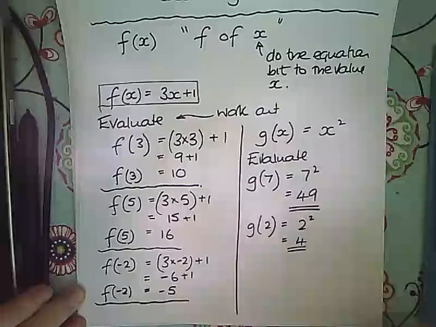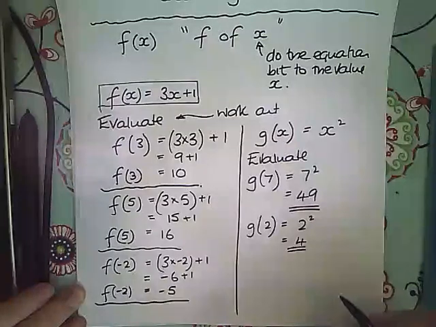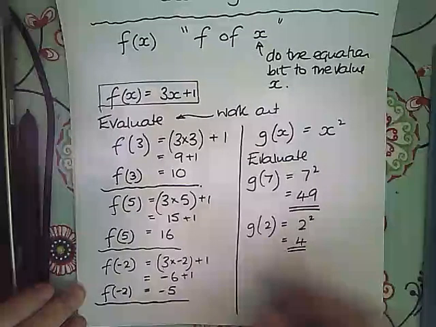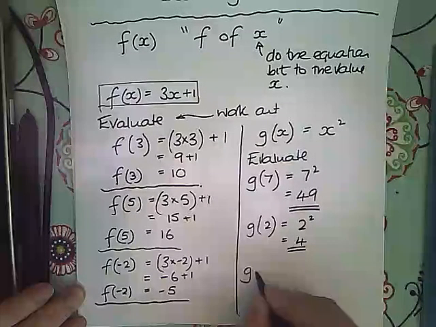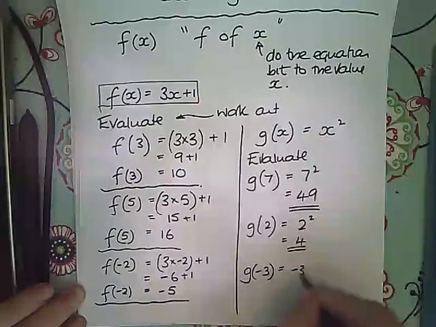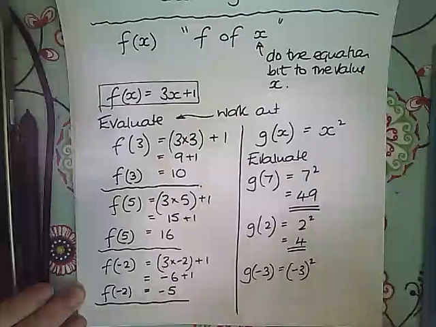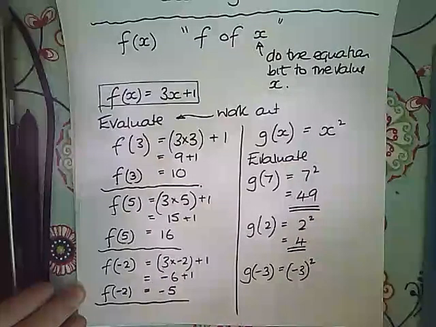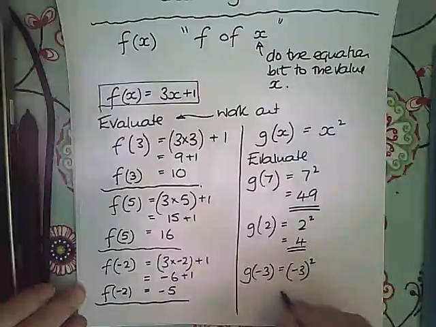And again, with a negative number, you just have to be careful with the signs and think just a little bit longer about what you're going to do when you square a negative number. So g of minus 3 is minus 3 squared, which is minus 3 times minus 3. And remember, a minus times a minus is a plus, so that becomes positive 9.